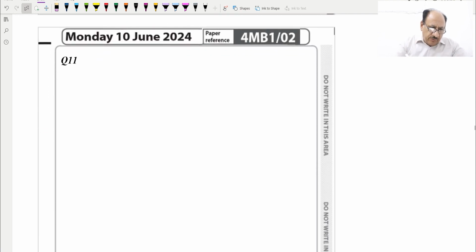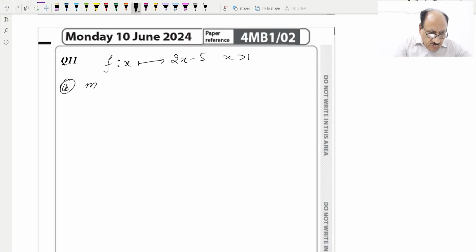Question number 11. f is the function defined like this, 2x minus 5 when x is greater than 1. In part A they are saying find the value of m. The m value we need to find, where f of m is equal to 0. So we will solve part A first. So this will be f of x.